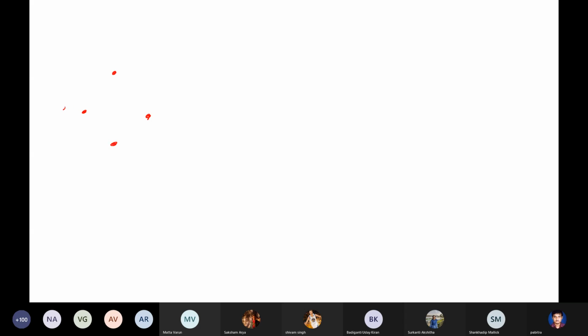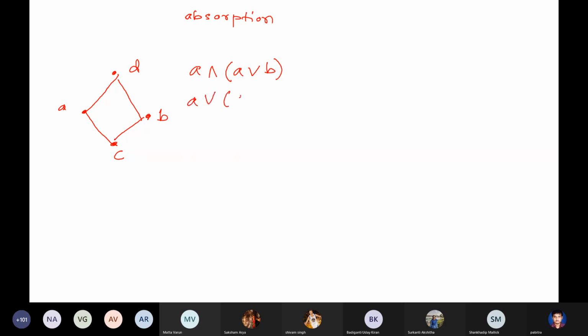Okay, so I'll write down some properties of the lattice. So you take A, B, C, and D. Let's take a simple example. I'm first explaining; I can, of course, give the proof. Similarly, I can have the other way around also, the dual also.